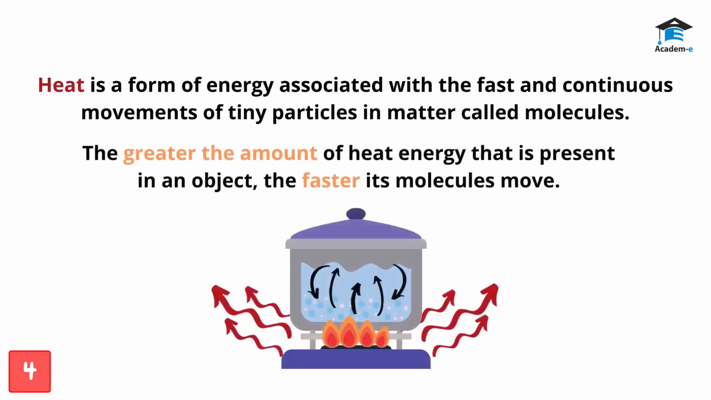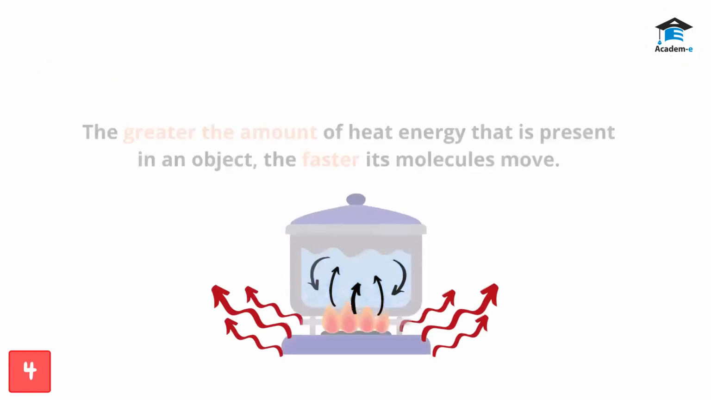Heat is a form of energy associated with the fast and continuous movements of tiny particles in matter called molecules. These molecules are always in constant motion. The rate at which these molecules move depends on the amount of heat energy that matter has. The greater the amount of heat energy present in an object, the faster its molecules move. We cannot see heat, but we can feel and see its effects on things. It can transfer energy from one object to another, known as heat transfer.